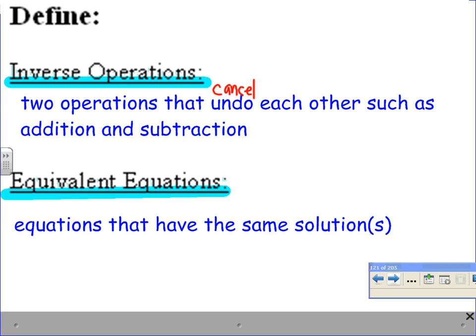Would you ever have a guess that equivalent equations have the same solution? They're the same thing. They're equal. They're equivalent. So they're going to have the same solution. I'm not sure why your book gives us all these definitions, but we need to go over them. Equivalent equations are equations that have the same solution. Charles?